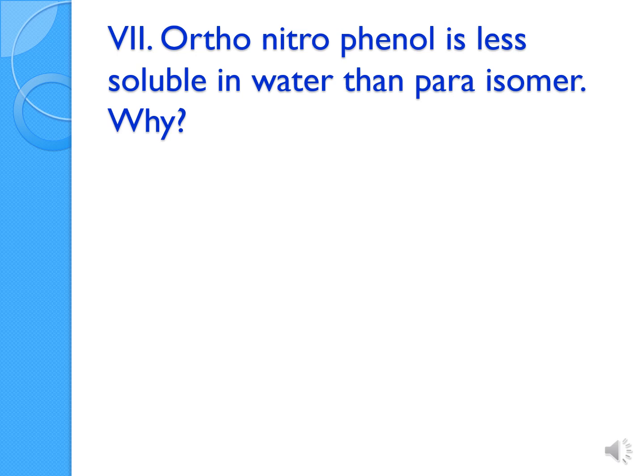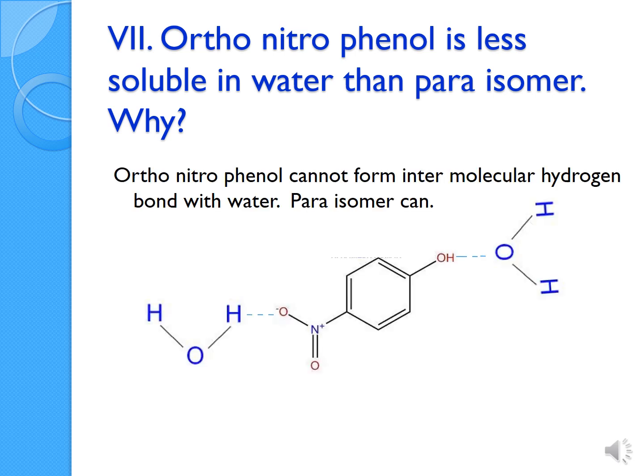Another question is, why is orthonitrophenol less soluble in water than paranitrophenol? We have already seen this. This is again because of the type of hydrogen bonds formed. Orthonitrophenol cannot form intermolecular hydrogen bonding with water, whereas paranitrophenol can form intermolecular hydrogen bonding with water, meaning they will interact strongly with water and therefore they will be more soluble.